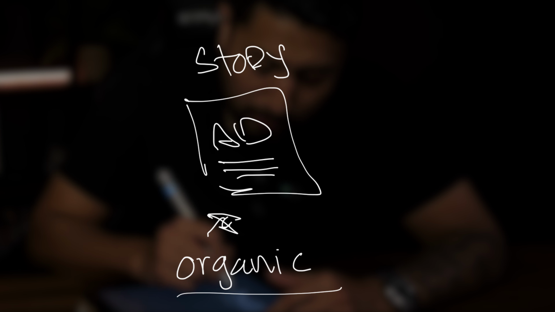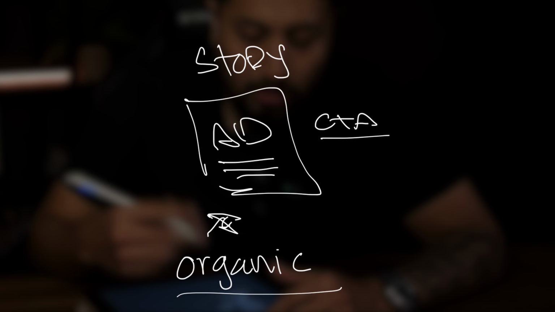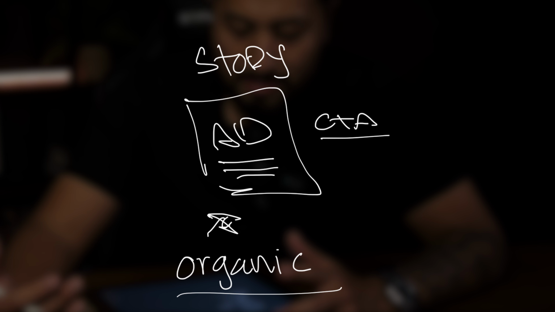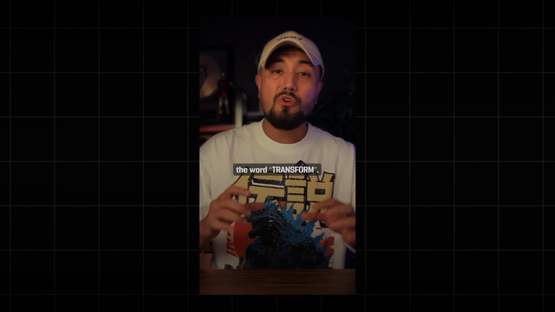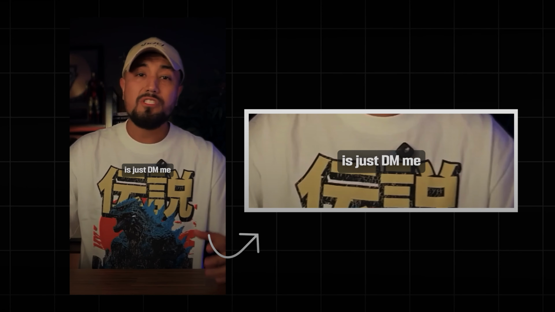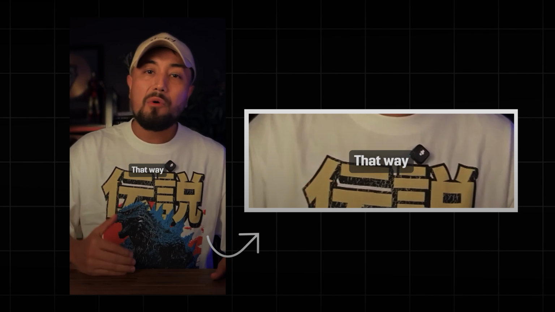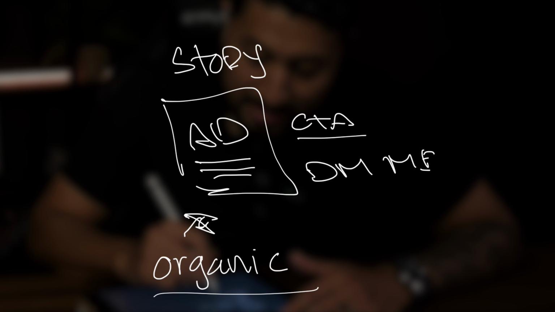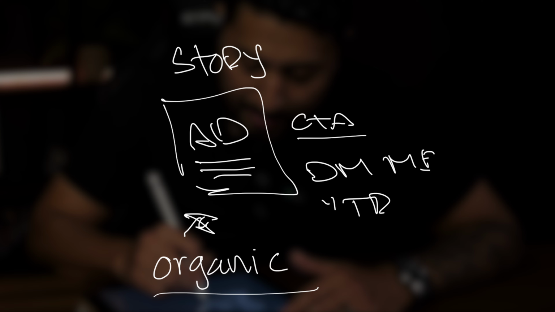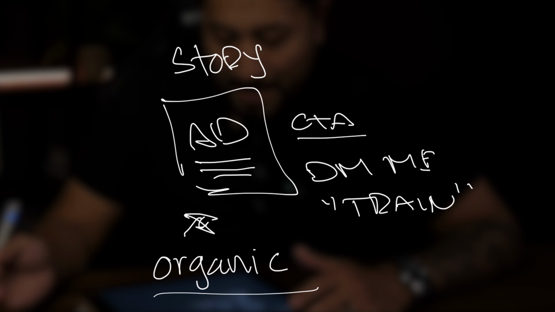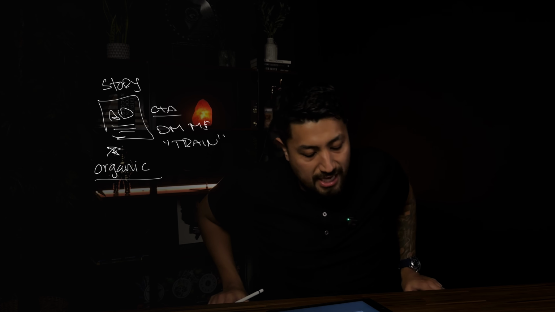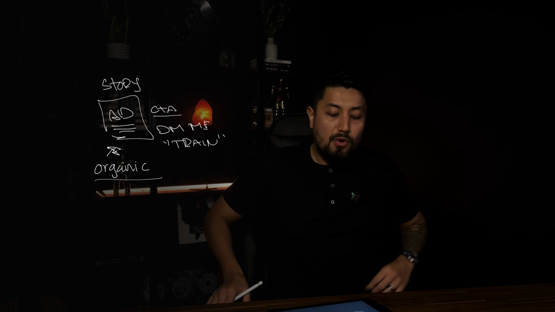And then your call to action. So what a CTA is, your call to action, if you don't know the terminology, is pretty much what you're telling people to do, right? So you see an ad and it says, hey, click the link below. In this case, it's going to be DM me the word, okay? So it's like DM me the word train, okay? Bam.